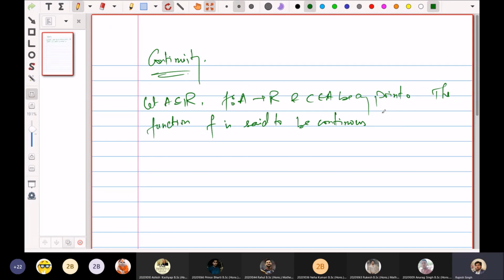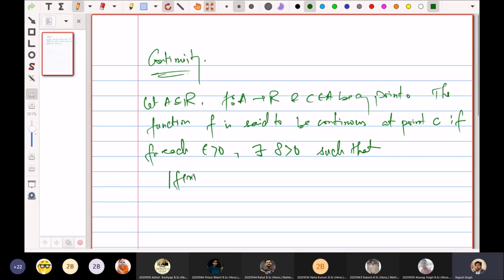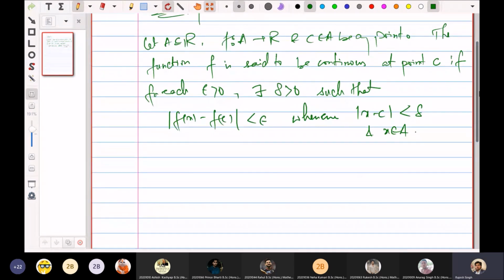if for each epsilon greater than 0 there exists some delta greater than 0 such that |f(x) - f(c)| is less than epsilon whenever |x - c| is less than delta and x belongs to the domain. So the function is continuous at some point c if for each epsilon greater than 0 there exists delta greater than 0 such that |f(x) - f(c)| is less than epsilon whenever |x - c| is less than delta.